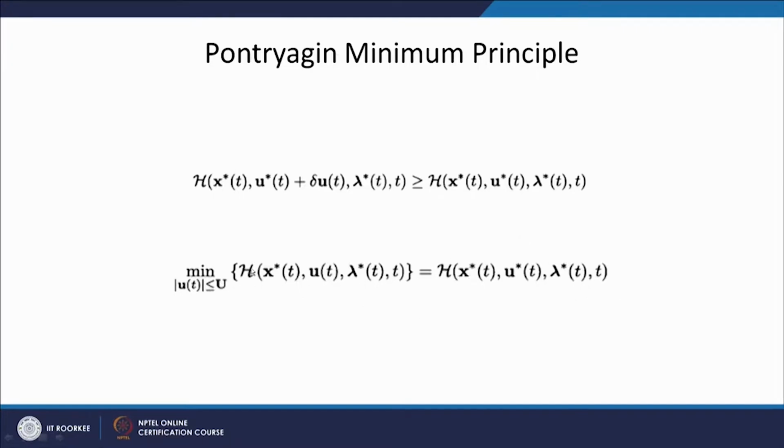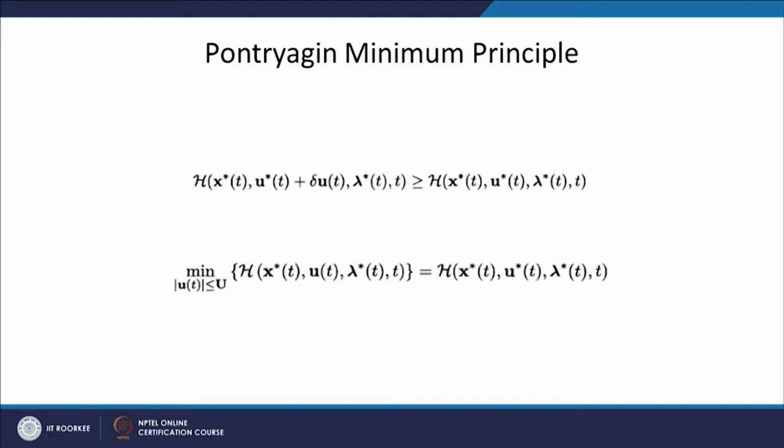Minimization of H with respect to u means del H by del u equal to 0, as we have done in the previous case, to find the optimal value of u. But if u is constrained, then its optimal value is nothing but the one that minimizes my Hamiltonian.